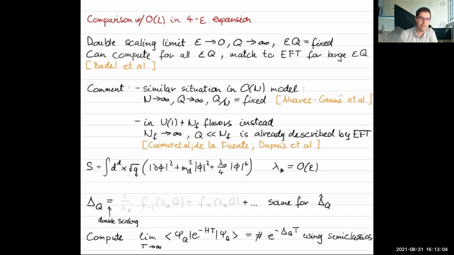So it just enlarges the regime of applicability of this EFT method to these gauge theories, which I find quite an interesting and exciting development.